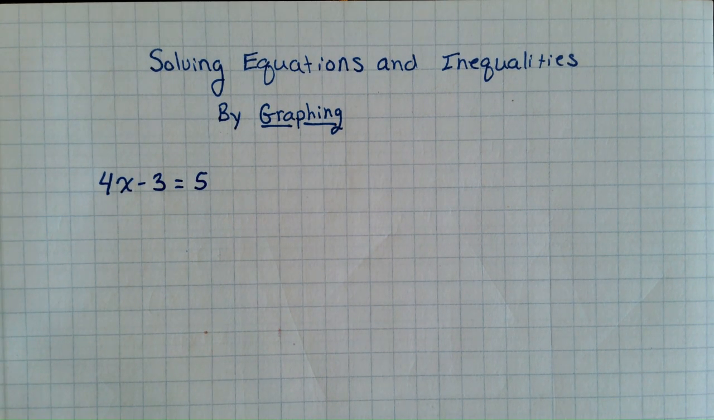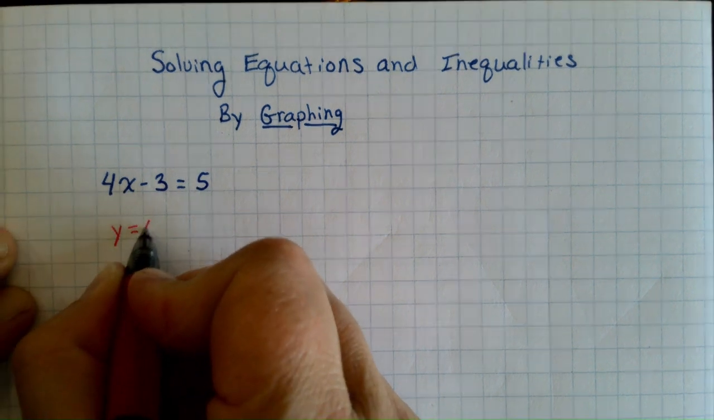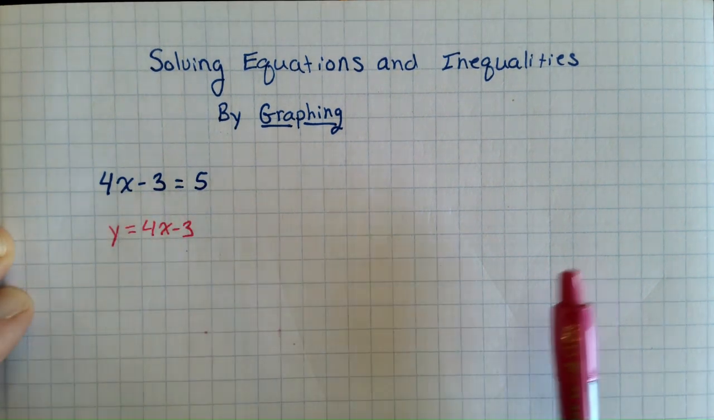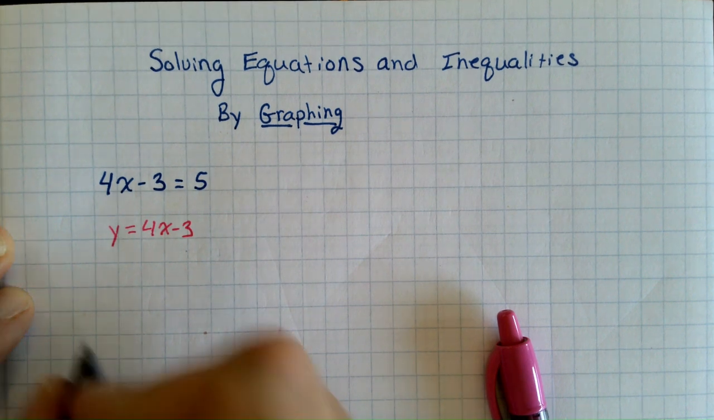And I know many of you would go, well, you just add 3 and divide by 4. And that is correct for an algebraic approach. So for a graphical approach, let's go ahead and look at this. We are going to look at the left side and the right side as two separate equations. We're going to graph the left side, and then we're going to come back and graph the right side.